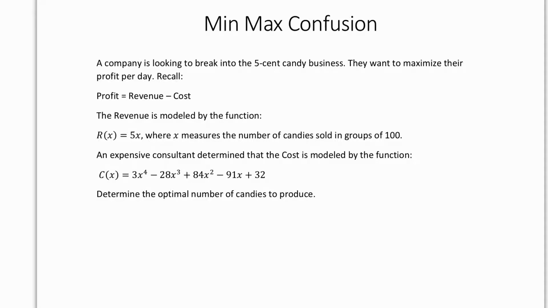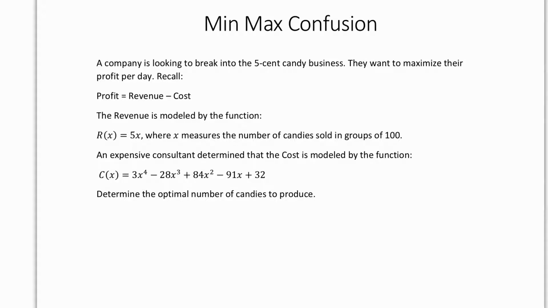Hello. In this video, we're just going to clear up a bit of confusion that sometimes happens when people are doing minimums and maximums. So let's go look at the problem we have here. A company is looking to break into the 5-cent candy business, and they want to maximize their profit per day. Recall that profit is equal to revenue minus cost.